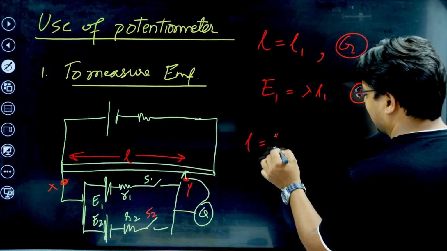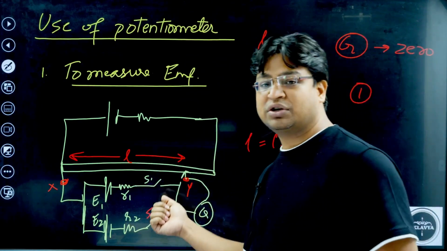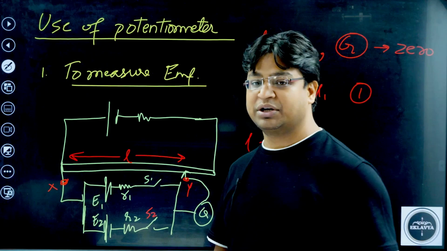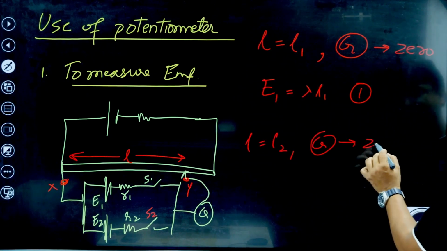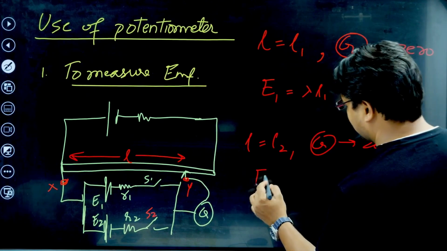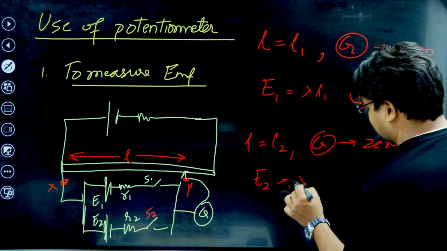If we get a null point, the location of the jockey where you get zero deflection in the galvanometer is called a null point. So at L equal to L2, let's say the galvanometer again shows zero deflection. In that case, the equation that would be applicable now, since E1 is out of the circuit, is E2 equal to lambda L2.